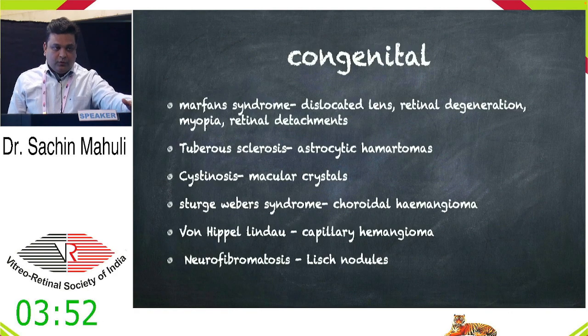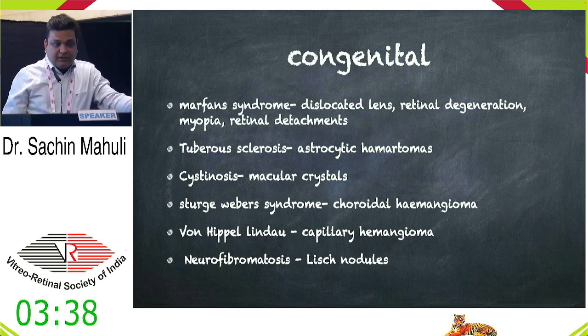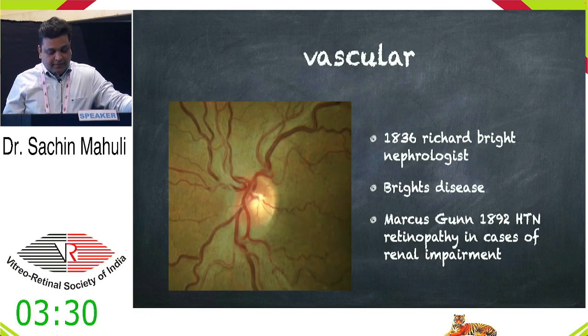Congenital diseases, a few to name, are Marfan's disease, which commonly presents with retinal degeneration, dislocation of the lens, myopia, retinal detachments; tuberous sclerosis would present as astrocytic hamartomas; cystinosis would present with macular crystals; Sturge-Weber syndrome would have choroidal hemangioma; von Hippel-Lindau syndrome with capillary hemangioma of the retina; neurofibromatosis, Lisch nodules in the iris.